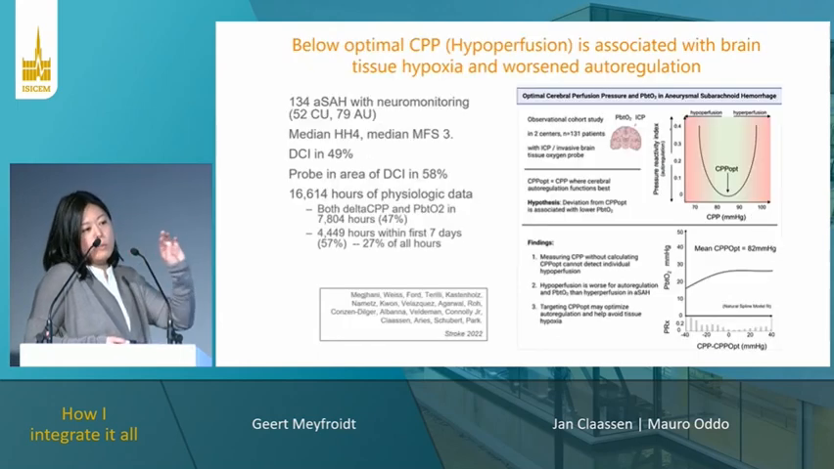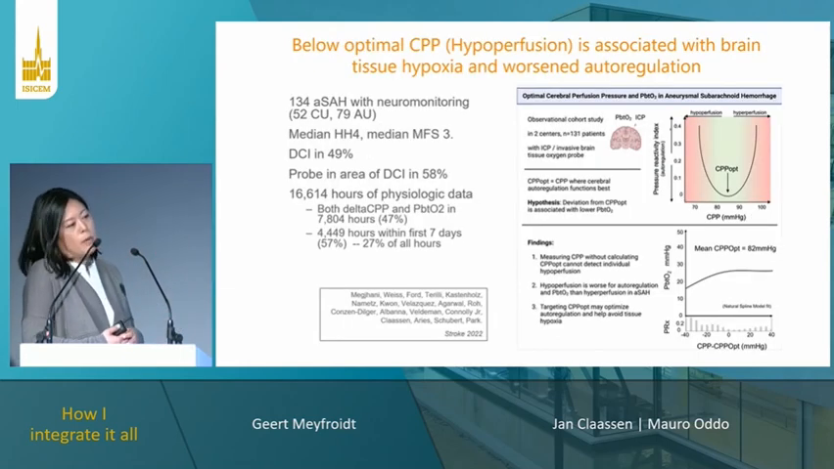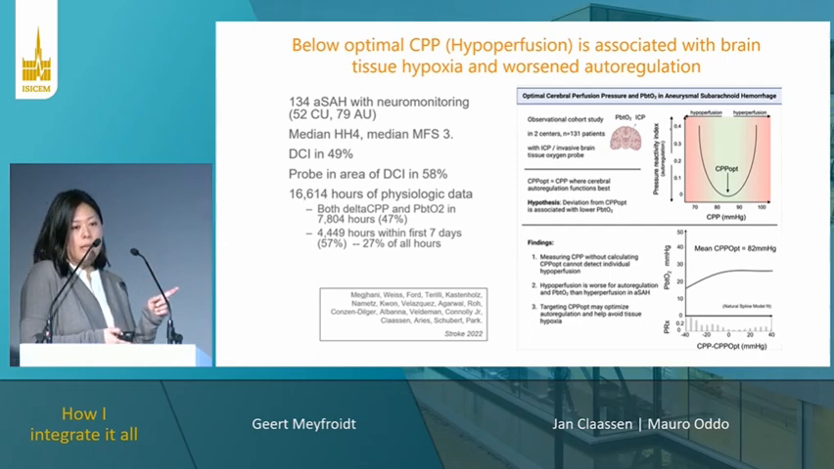Another study we did with a larger group of subarachnoid hemorrhage patients is to look at brain tissue hypoxia in relation to your CPPopt. What's interesting is that if you look on this bottom piece, there's this other graph that goes over here. On the lower end, when everything is normalized to your optimal CPP, and you look at your actual CPP, you can suffer from brain tissue hypoxia.